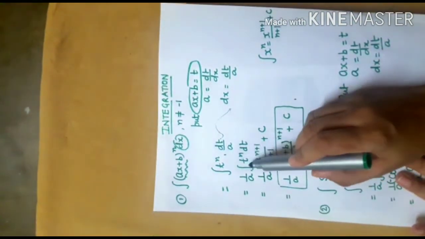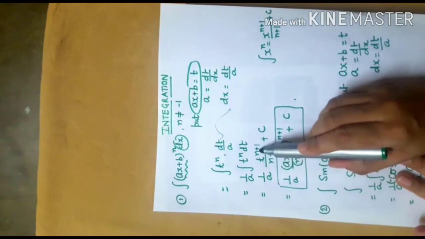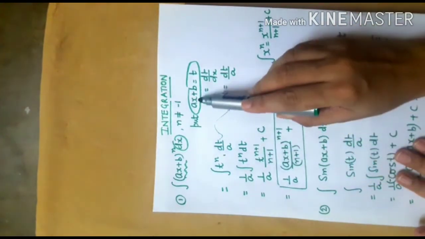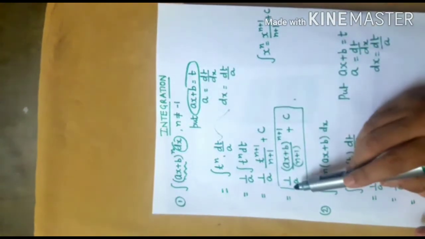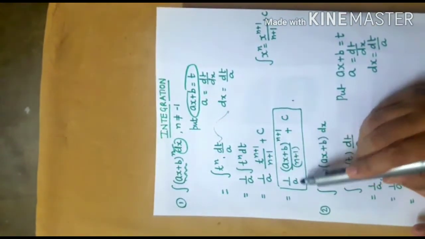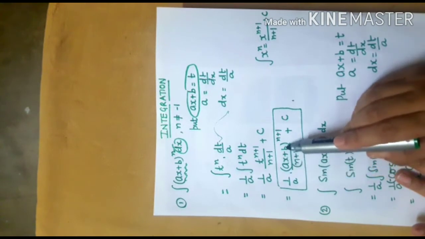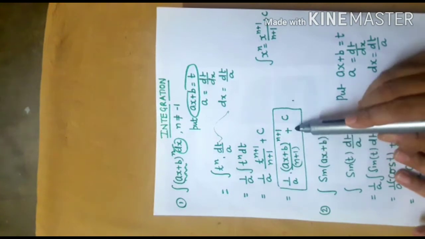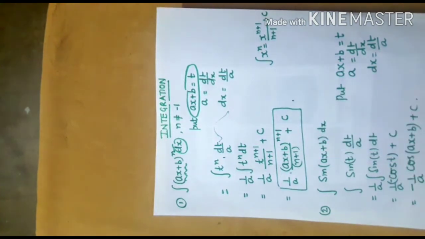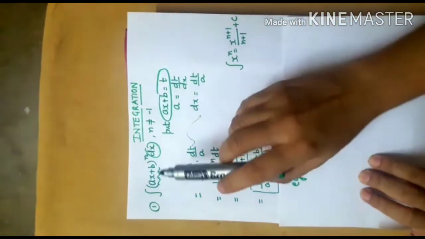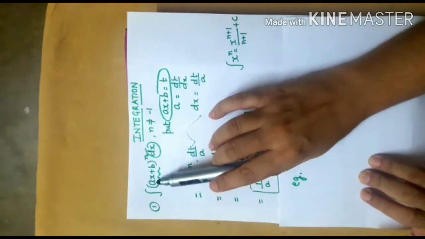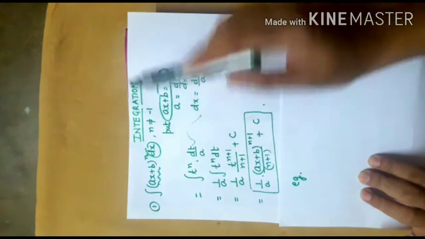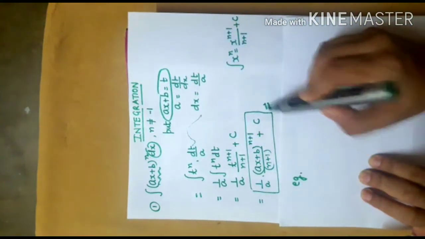And yes, the integral of this will be t raised to the power n plus 1 over n plus 1. And what was t? t was ax plus b. So here I'll get 1 over a into (ax plus b) whole raised to the power n plus 1 divided by n plus 1, plus c. So we have seen that the integral of (ax plus b) whole raised to the power n dx, where n is not equal to -1, is given by this.